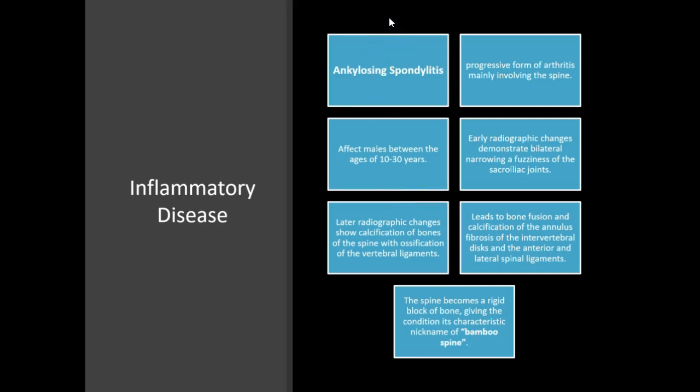Ankylosing spondylitis. All right. It is a progressive form of arthritis, mainly involving the spine. Affects males between 10 and 30. Early stages, radiographic changes demonstrate bilateral narrowing or fuzziness of the SI joints. Later radiographic changes show calcification of the bone of the spine and the vertebral ligaments. Leads to bone fusion and calcifications of the annulus fibrosus of the inner vertebral disc and the anterior lateral spinous ligaments. The spine becomes rigid. Rigid blocks of bone, giving the characteristics of bamboo spine. So when you hear ankylosing spondylitis, I want you to think bamboo spine.